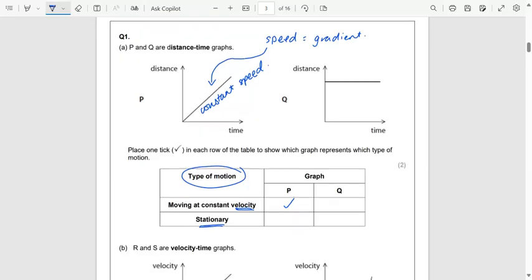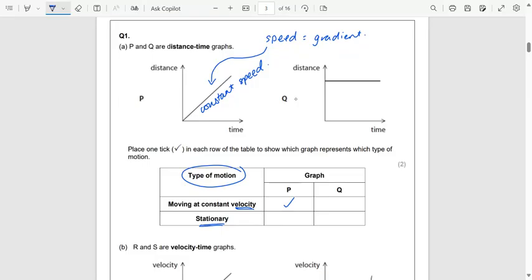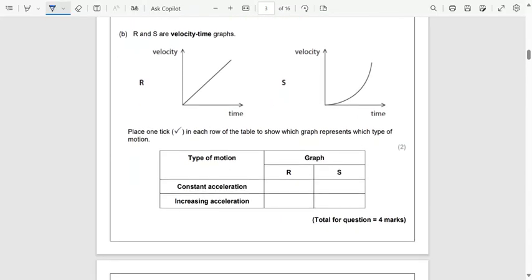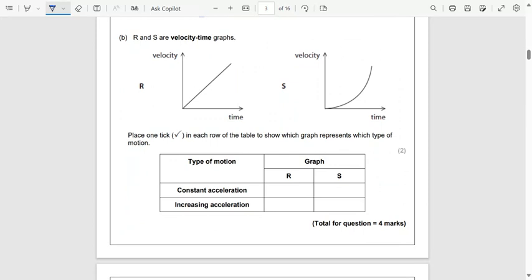Now, with Q, we can see that the gradient is 0 because it's a horizontal line, which means that the speed or velocity is 0. If something has no speed, it is stationary. Now, part B is a velocity time graph, and on a velocity time graph, the gradient is the acceleration.